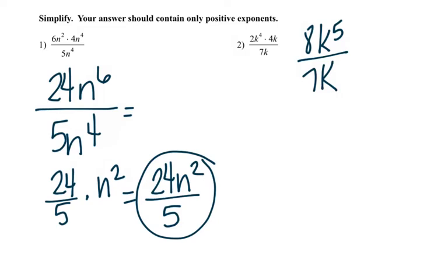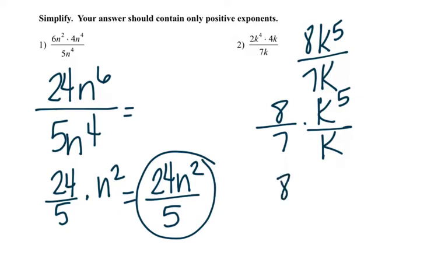Now from there, we split it up into two fractions. And 8 over 7 is simplified, so we can't do anything with it except bring it down. And then we simplify k to the fifth divided by k, which gives us k to the fourth. And so then we combine them, 8k to the fourth over 7.